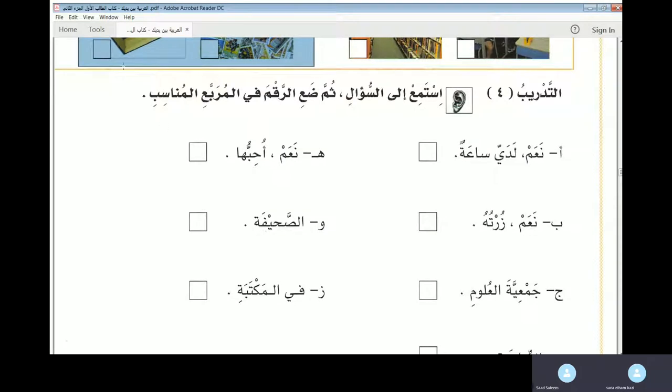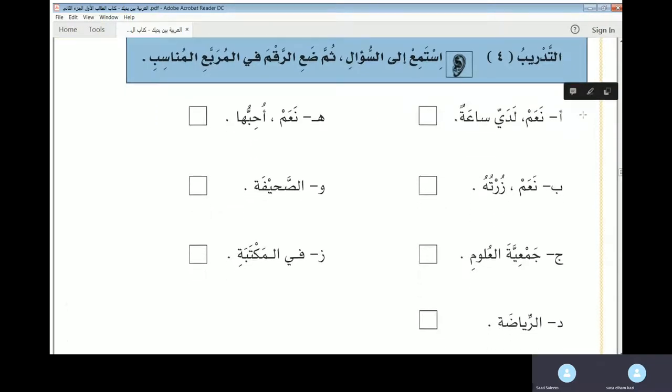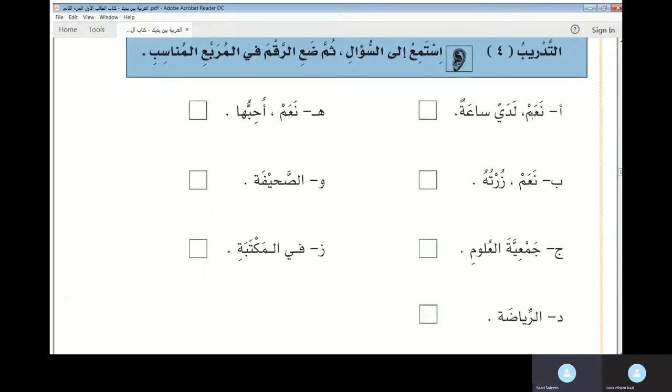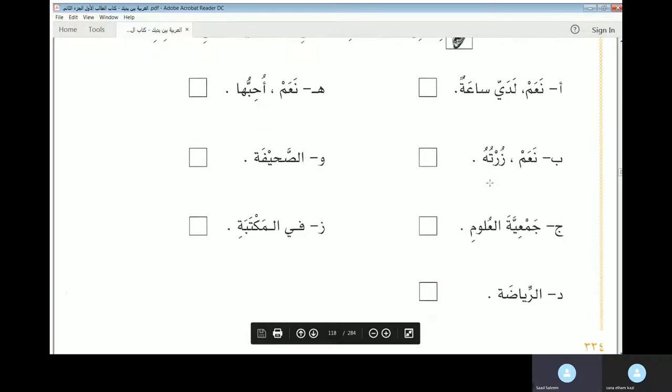Okay, the fourth exercise. Listen to the question, then put the number in the appropriate box. Here we have 1, 2, 3, 4, 5, 6, 7, seven options. I will read a question and you will tell me the answer.